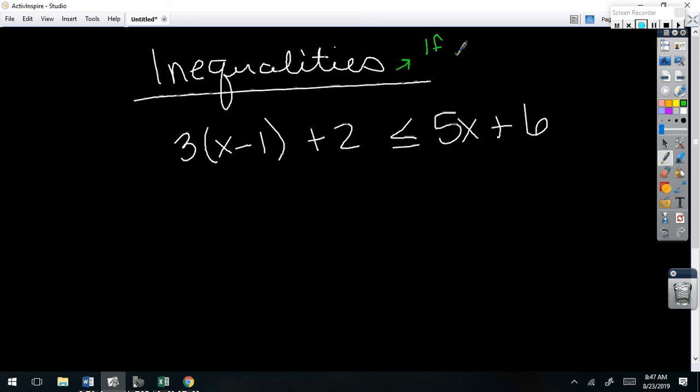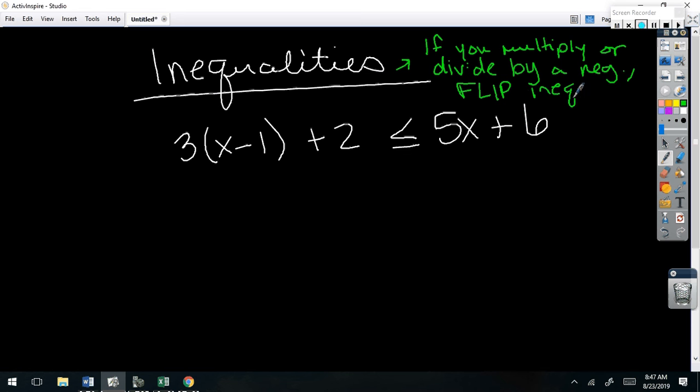If you multiply or divide by a negative number, you have to flip the inequality sign. Y'all remember doing that? Yes. Other than that, the steps for solving an inequality are exactly the same as the steps for solving an equation.